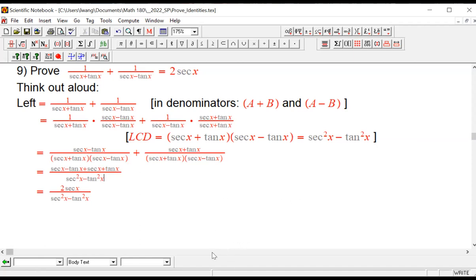They're the same thing. But what is secant squared minus tangent squared? What is secant squared minus tangent squared? Well, you kind of guess it should be 1, but you have to justify it, isn't it? You have to justify it. So how do you justify it?